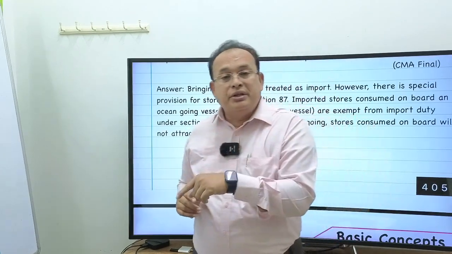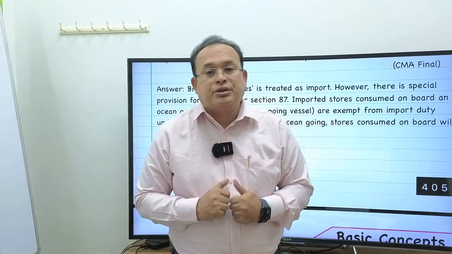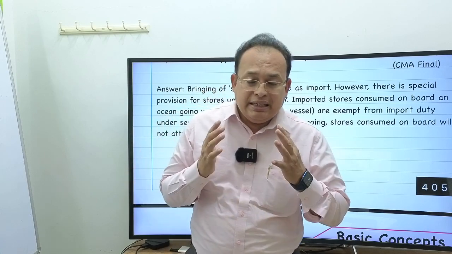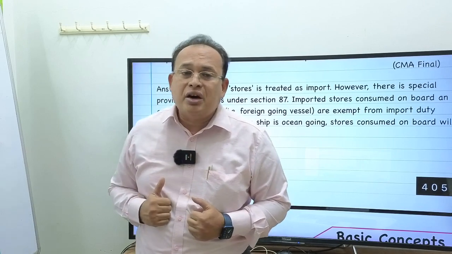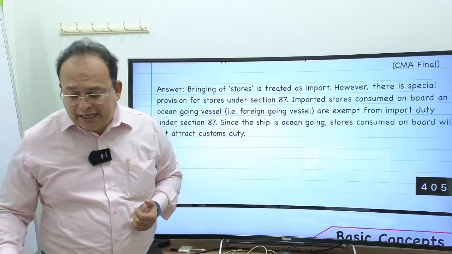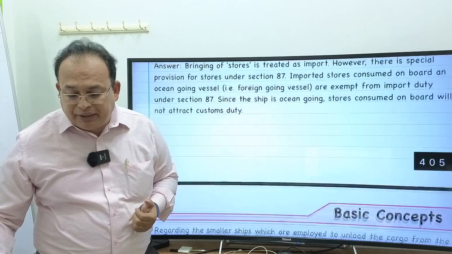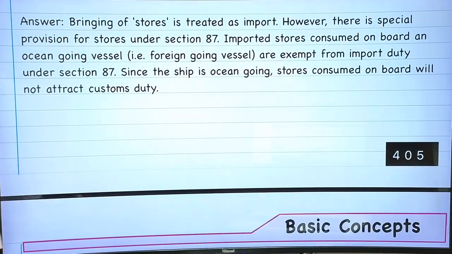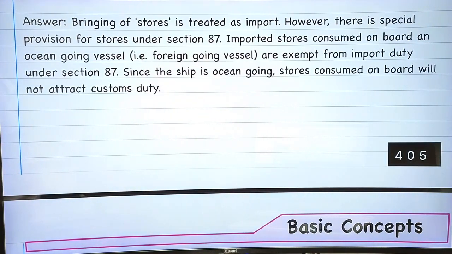Second point, supplier of the food from India to such foreign going vessel is called export. Yes, it is export. That supplier can ask for duty drawback, well, is eligible to apply for the duty drawback. It was the judgment of the Supreme Court of India in the case of V.M. Salgaonkar, which now I am presenting here as follows. Bringing of stores is treated as import. However, there is a special provision for stores under section 87 of the Customs Act 1962. Imported stores consumed on board an ocean going vessel, that is a foreign going vessel, are exempt from import duty under section 87 of the Customs Act 1962.